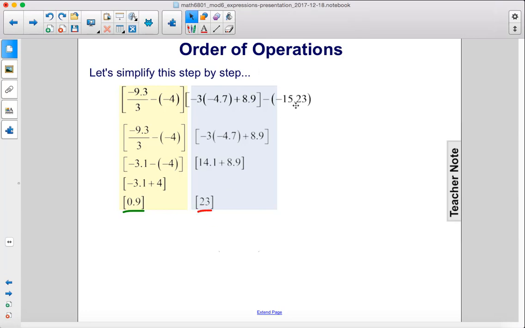All right, and then finally we have our subtraction problem on the end, and that's still there because we still have a multiplication to deal with before we get to subtraction. So the fact that these parentheses were multiplied together means that we have to do this multiplication before we do this subtraction. So we have 0.9 times 23, which is 20.7, and then minus negative 15.23. Throw that down here, and finally our answer is 35.93.